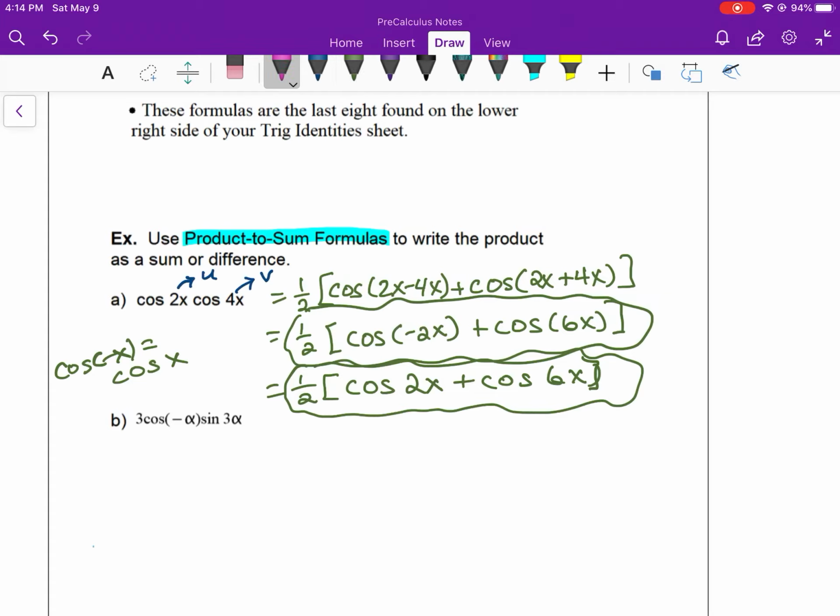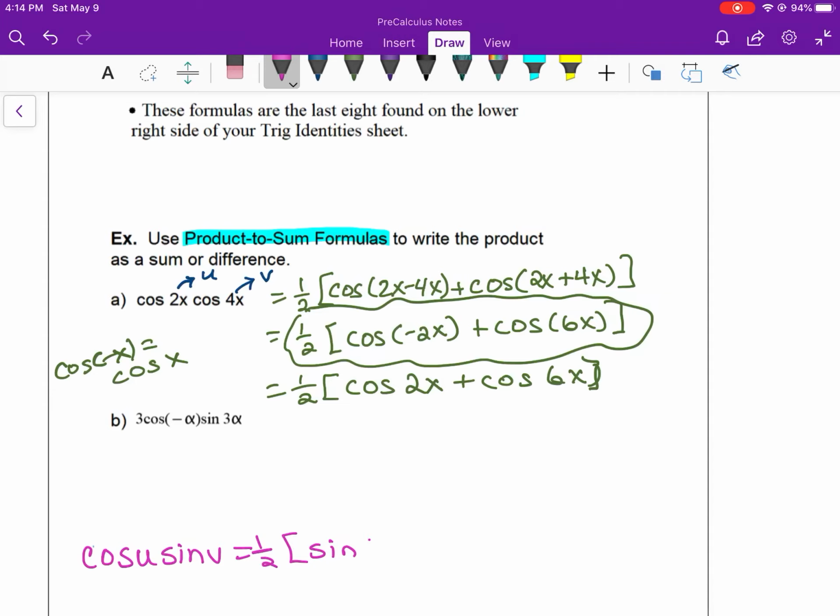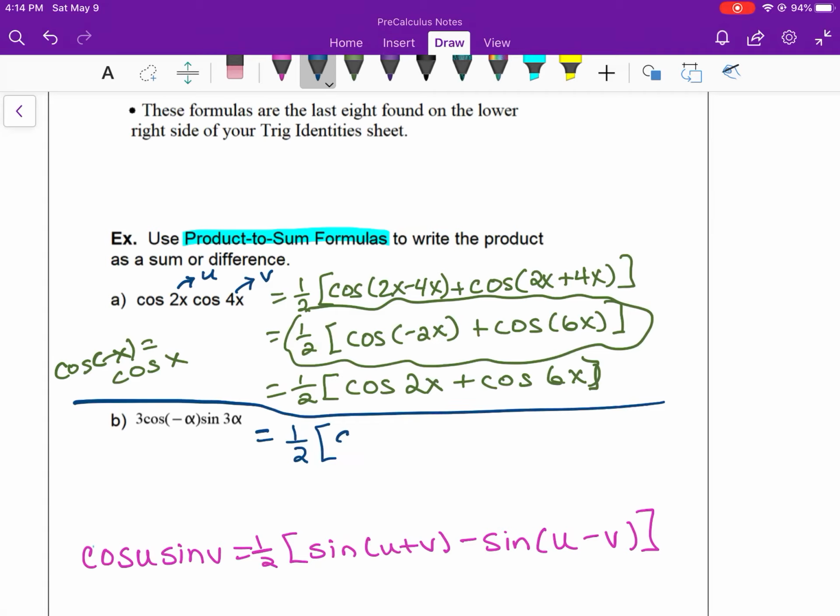Let's try part B. I'm looking for the identity that has cosine times sine. And I see that as the last one. So I'm going to be using 1/2, oops, let me back that up. Okay. Cosine u sine v equals 1/2 sine u plus v minus sine u minus v. So we're going to apply that to what we have here. So this one will equal 1/2 sine of u plus v minus sine of u minus v.